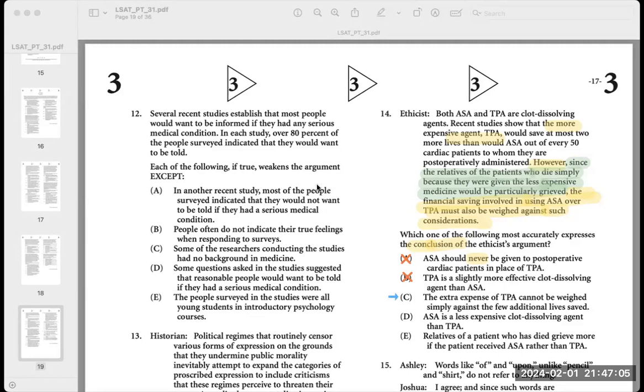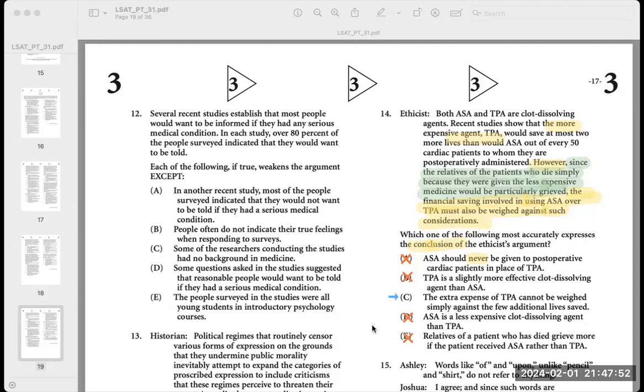D, ASA is a less expensive clot dissolving agent than TPA. That's just factual information. It's not what they're trying to persuade us of ultimately. They just offer that as background to the issue. E, relatives of a patient who has died grieve more if the patient received ASA rather than TPA. Possibly, but it's not quite what they're saying, and it does most resemble the part that follows the word since. So it more resembles support than the conclusion. So I would have to eliminate it.